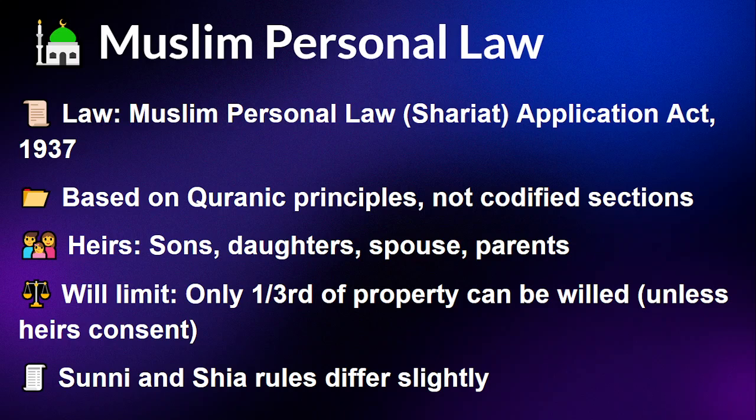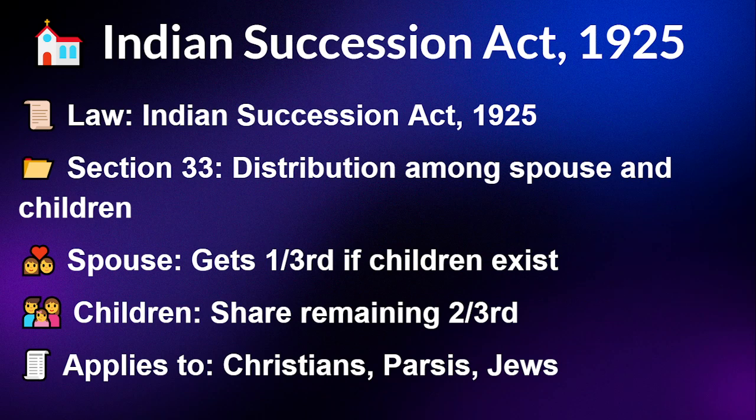Let's now explore Christian and Parsi laws under the Indian Succession Act. For Christians and Parsis, the Indian Succession Act, 1925, governs intestate succession. Section 33 is key. It outlines how property is divided. If the deceased leaves behind a spouse and children, the spouse gets 1/3. The remaining 2/3 go to the children equally. If there are no children, the spouse gets half, and the rest goes to parents or siblings.